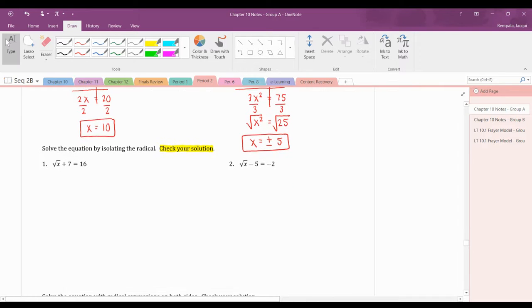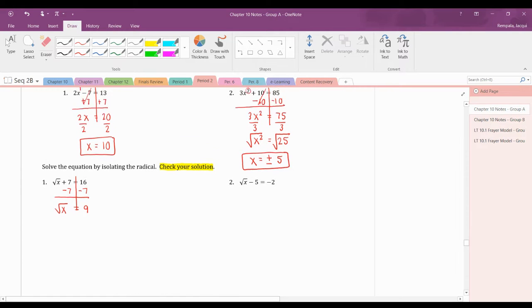So if we take a look at the first one, the square root of x plus 7 equals 16. Because the 7 is not underneath the square root, I have to move that 7 to the other side by subtracting. That then gives us the square root of x by itself, and 16 minus 7 is going to give us 9. Now I want to get rid of the square root because we've isolated that by itself.